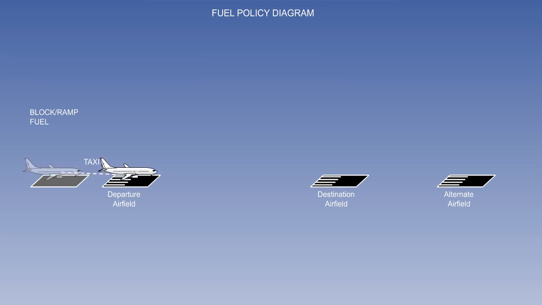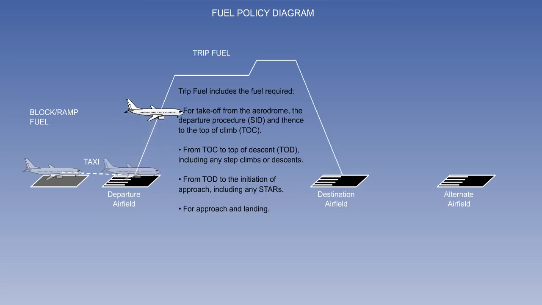The first of the segments that makes up block ramp fuel is called the start or taxi fuel, which is a specified amount of fuel required to start up, taxi and hold if necessary, before lining up on the runway for takeoff. It will also include an amount used by the auxiliary power unit to provide necessary services prior to engine start. The next consideration is the makeup of trip fuel.